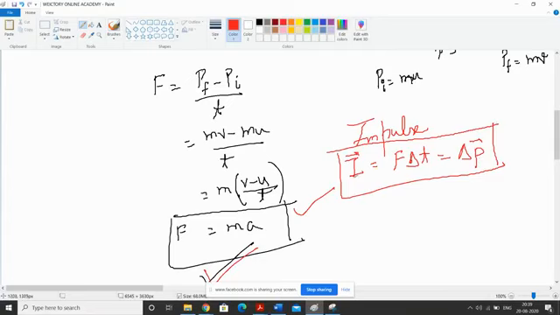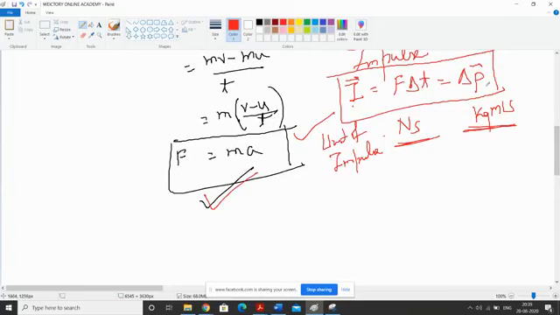Okay, and the unit of impulse is the same as the unit of momentum, because it is change in momentum, so that is kilogram meter per second. Okay, kilogram meter per second, or you can write Newton second. So the unit of impulse is Newton second or kilogram meter per second.